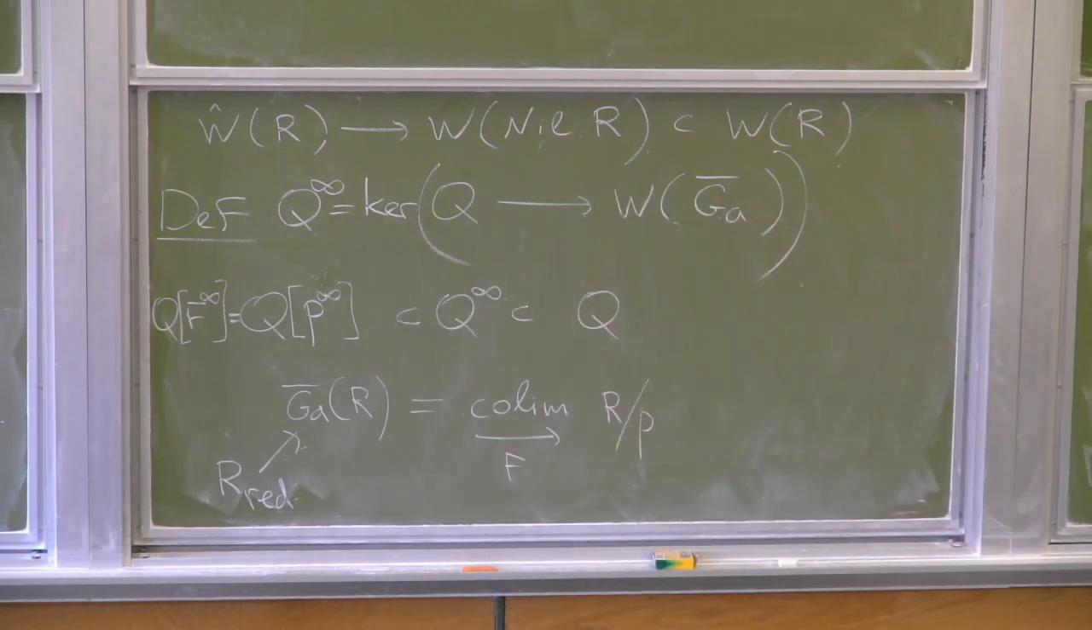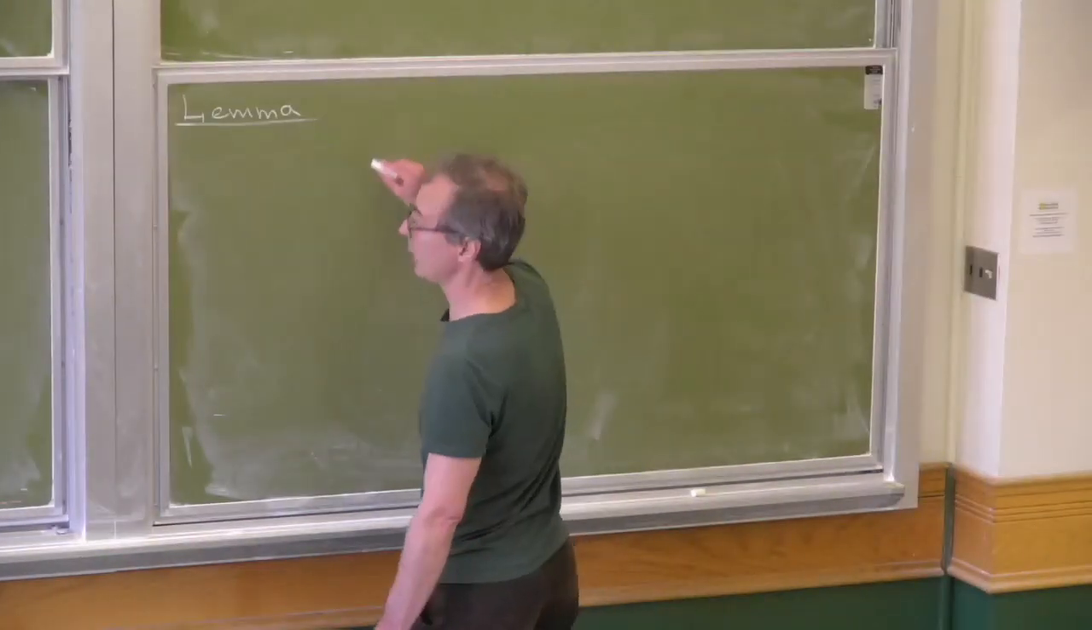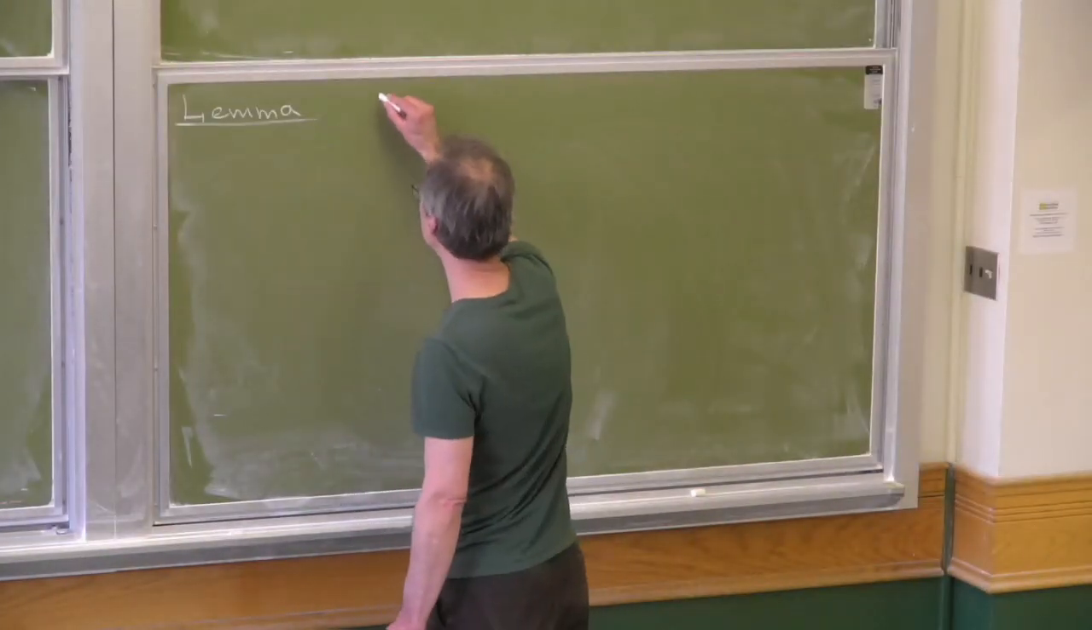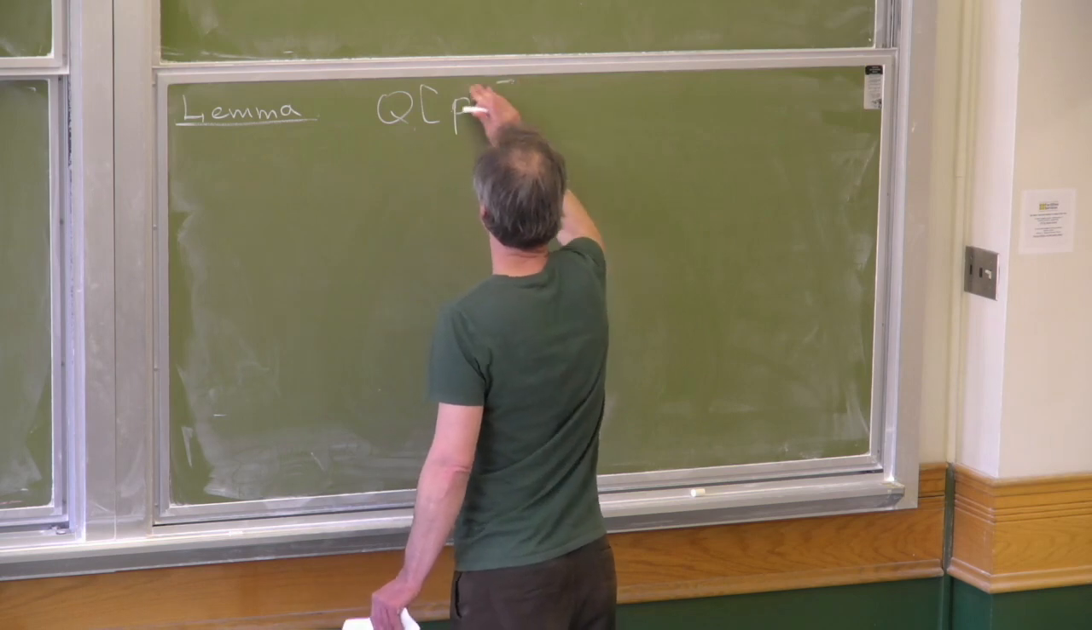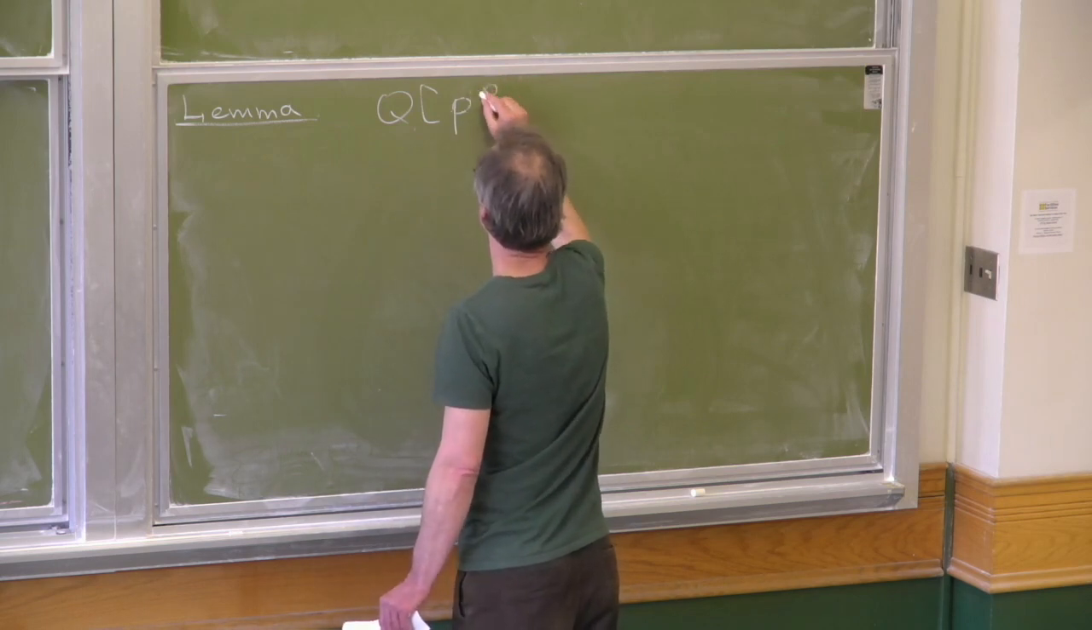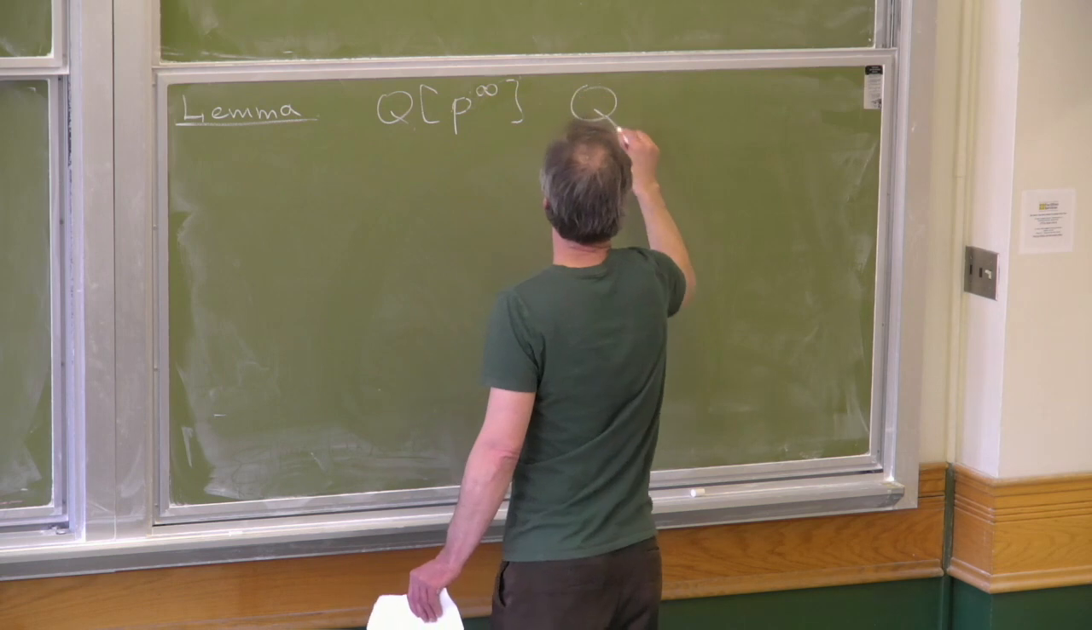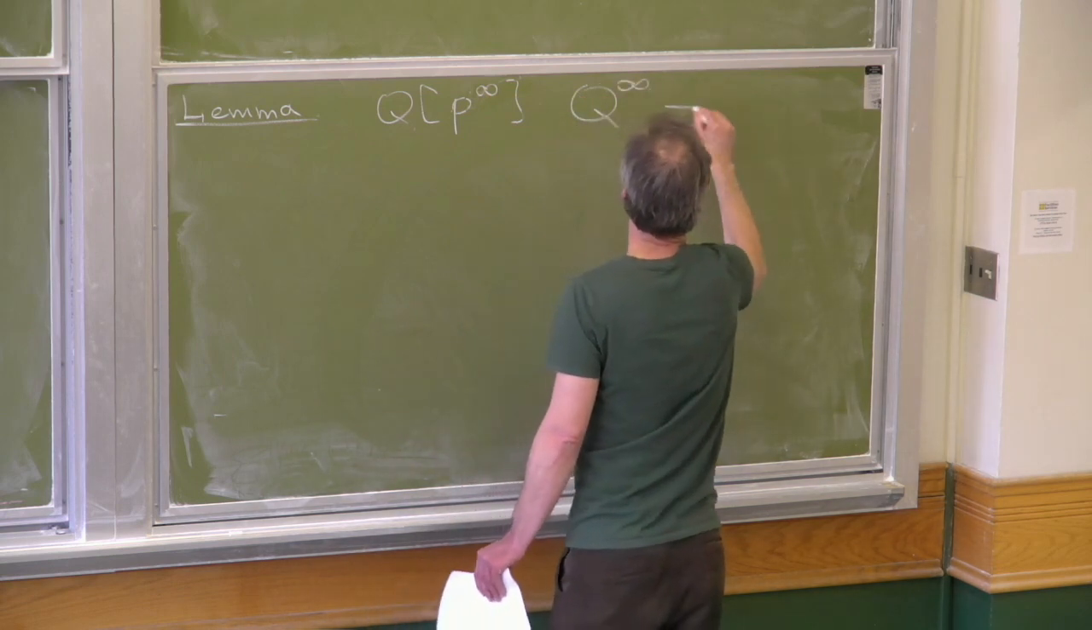So the claim is that if I consider the product of two elements of Q infinity, the product is 0.